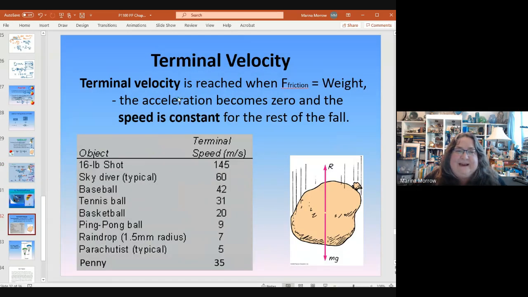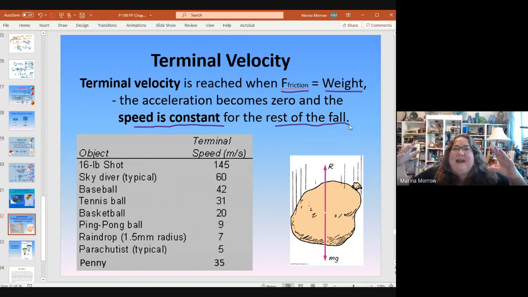Okay, so terminal velocity is reached when the force of friction equals the weight, right? So we have the force equals 600 newtons for that girl. That was her weight. The acceleration is zero. The speed becomes a constant. So now she is in dynamic equilibrium, right? Her net force is zero. And then she would fall the rest of the way to the ground at that speed, unless she pulls her parachute at some point. And even after you pull your parachute, the forces adjust again, and you end up going at terminal velocity again the rest of the way down, but at a much lower speed.